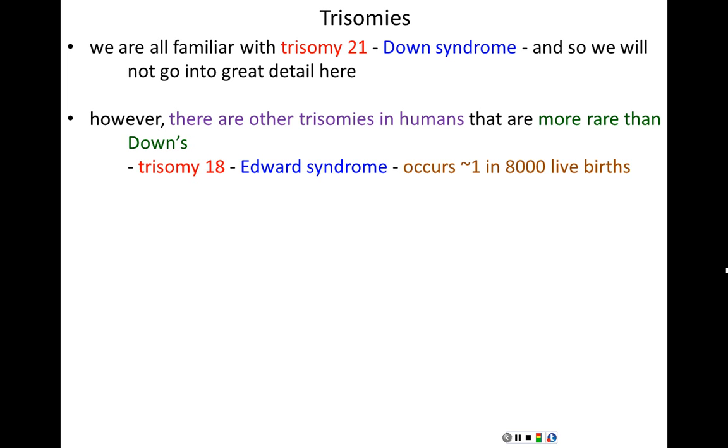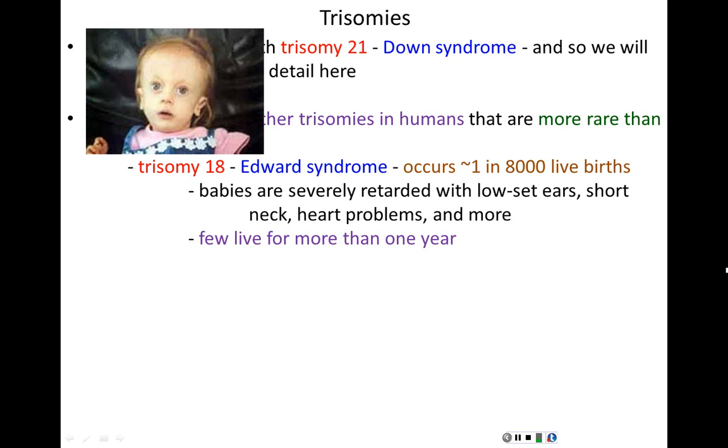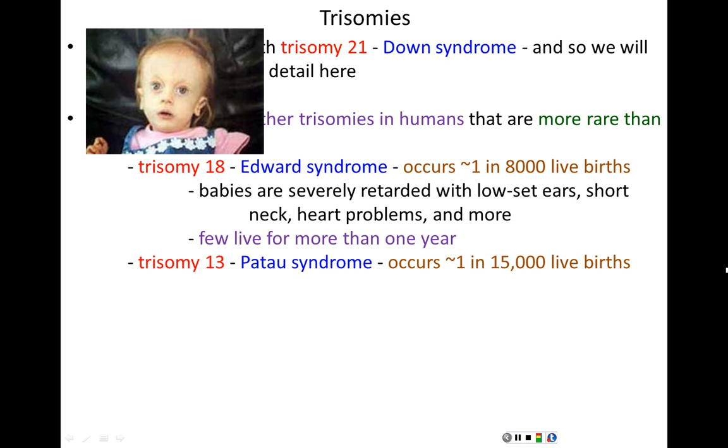Trisomy 18, so an extra chromosome 18, is also called Edwards syndrome. It's fairly rare. It occurs about once in every 8,000 live births. Babies are severely mentally handicapped. They tend to have low-set ears, a very short neck, and heart problems, so they're easily diagnosed upon visual or morphological changes. Few live for more than 1 year. This is an example of an individual with Edwards syndrome or trisomy 18.